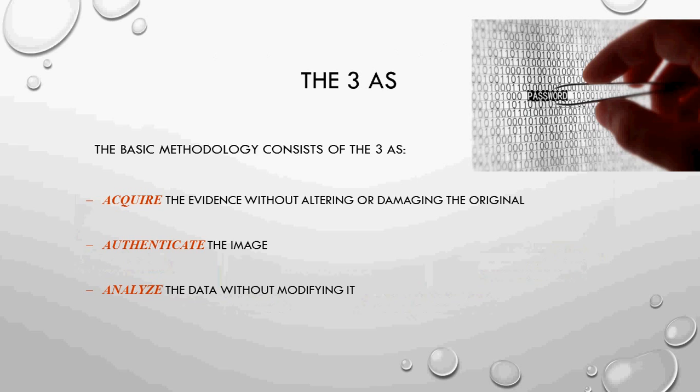Moving further, there are three important A's in the investigating part: acquire, authenticate, and analyze. First of all, whenever you acquire the evidence, you should not allow it to be altered or damaged. This is often known as data integrity. Then we need to authenticate the image, whether the backup we have created of the original image is as it is or has been altered.